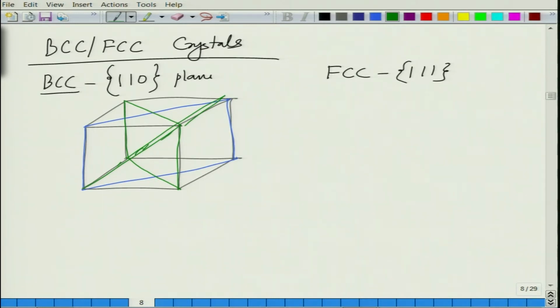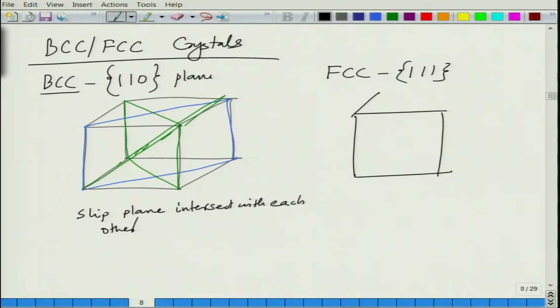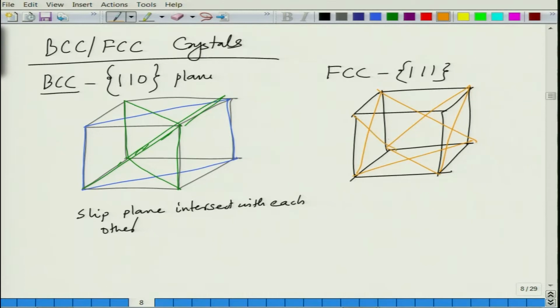So, basically some of these slip planes intersect with each other. Same here, in this case also in FCC, if you draw the FCC unit cell, you may have 111 planes intersecting. So, this is one 111 plane, you may have another 111 plane which is like this, you may have another 111 plane which is like this. So, the 111 planes may intersect. So, slip planes will intersect with each other in both FCC as well as in BCC.